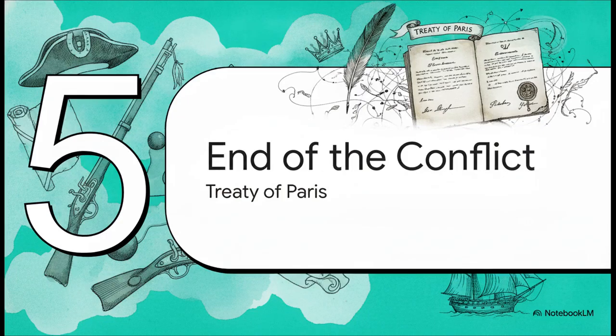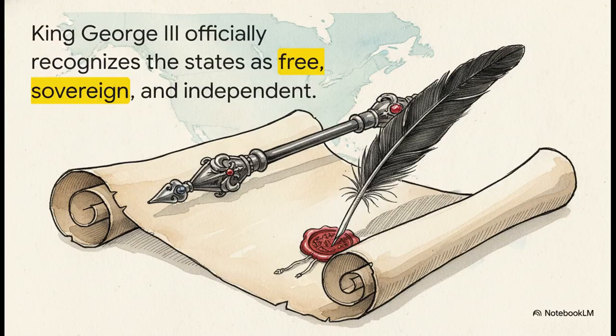All right, part five, the end of the conflict. As the actual fighting wound down, getting international legal recognition was the final crucial hurdle. The 1783 Treaty of Paris was that definitive moment. That's when King George III legally recognized the states on the land and soil as absolute, free, sovereign, and independent states.